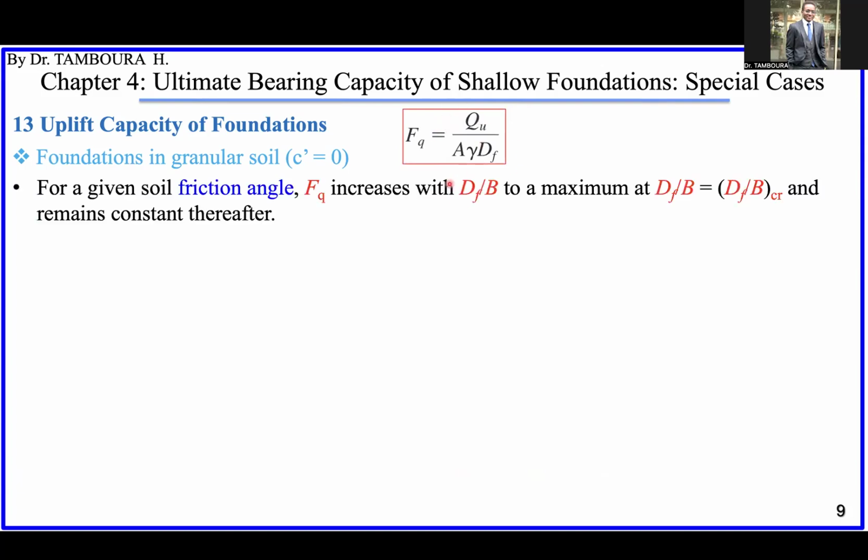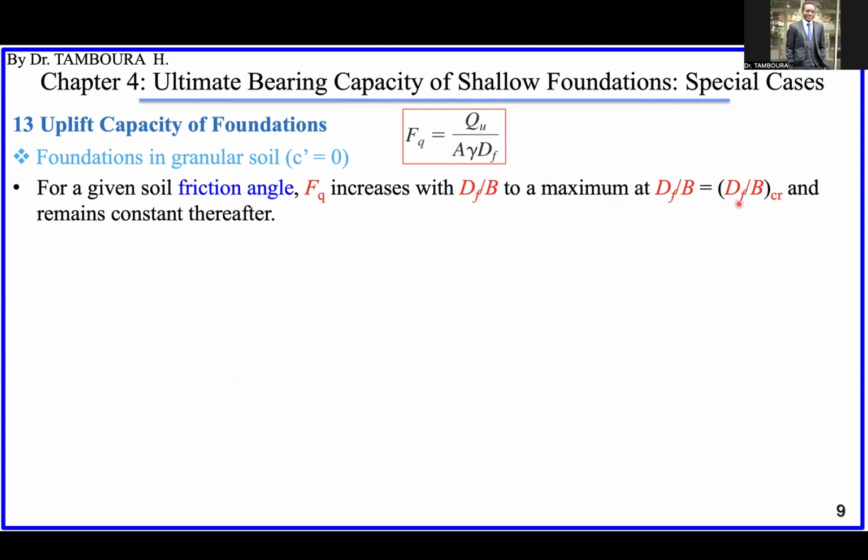For a given soil friction angle, this factor FQ, the breakout factor, will increase with increasing values of DF over B. This just means that the breakout factor FQ will increase with depth. If the depth increases, it increases, but at a certain point it becomes constant. The depth from which it becomes constant, we will call the critical depth. CR stands for critical.